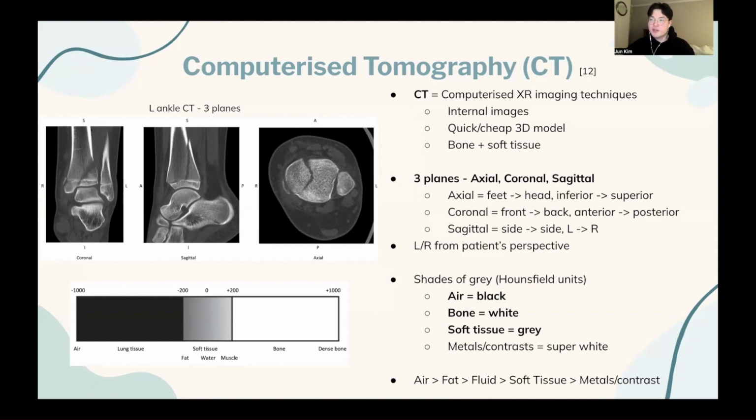Air is black as it's radiolucent, allowing X-rays to pass through easily. Bone is white as it's radiodense, blocking X-rays. Soft tissues are shades of gray. The general order of shades going from black to white are air, fat, fluid, soft tissue, bone, metals, and contrasts.